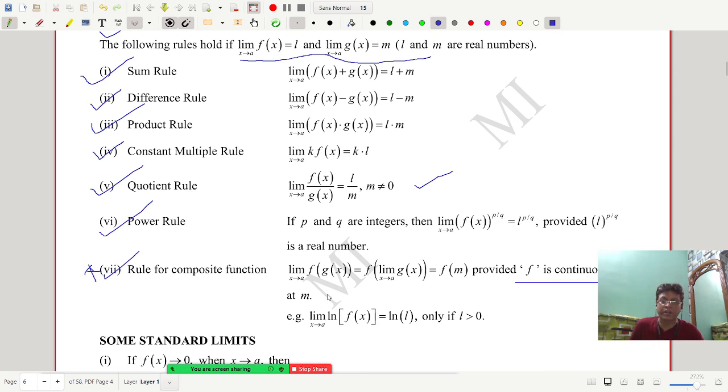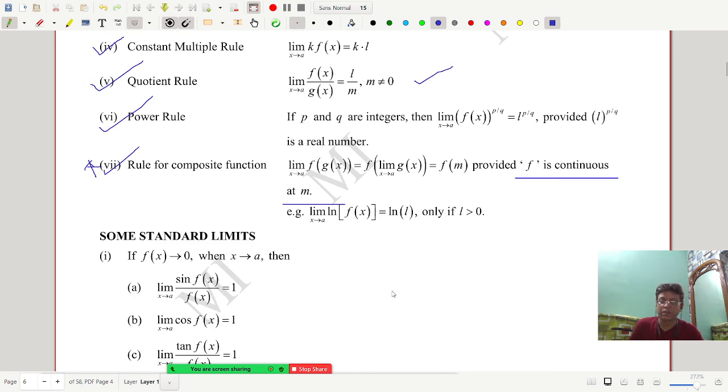This is very, very important. If f is not continuous, you cannot do that. This is the only restriction.